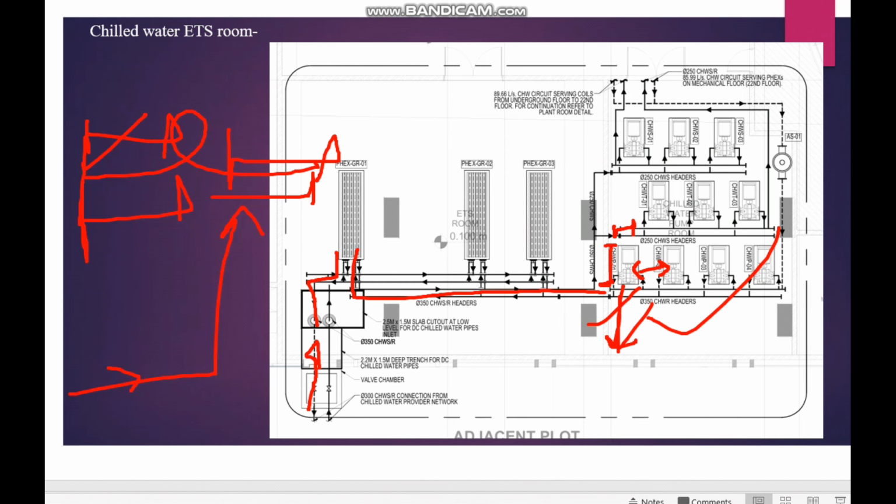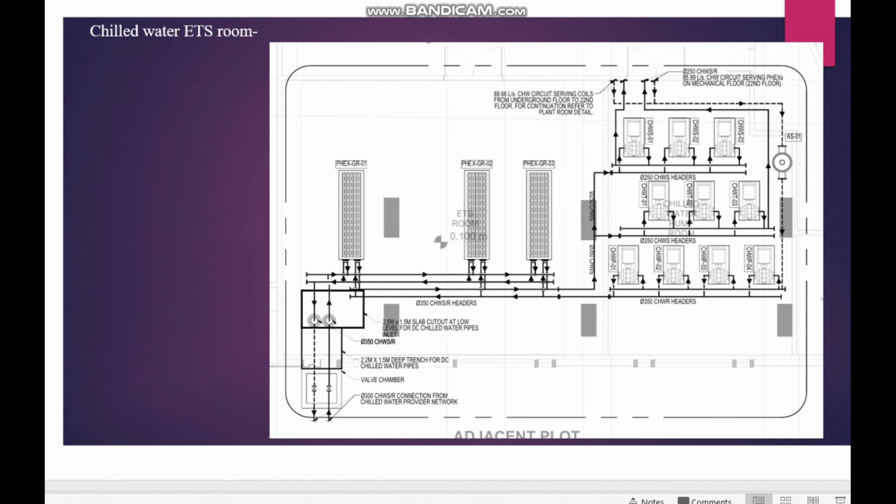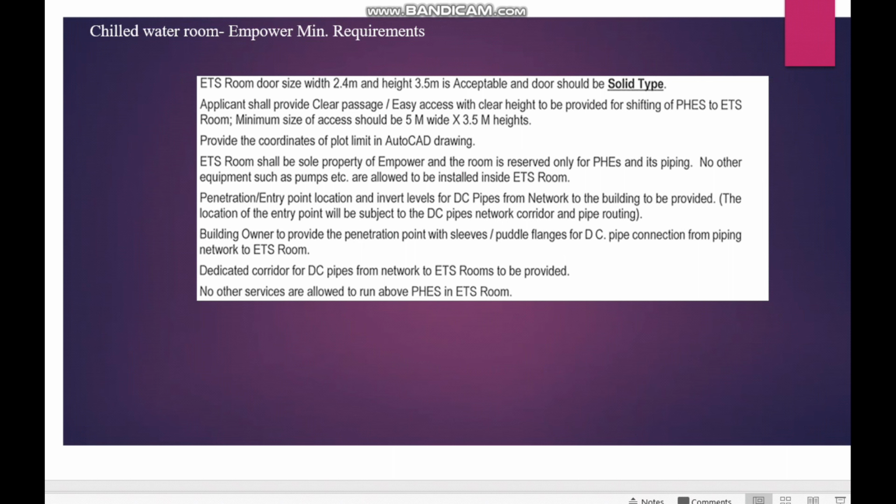This is one of the very important things for the complete chilled water system. In addition to that, this is the screenshot from the Empower minimum requirement, which is followed in Dubai. So what is that? For the ETS room, the door width should be minimum... This is about the door. If you have the door like this, the minimum width should be 2.4 meter, and here it should be 3.5 meter height. We have to follow that, and the door should be solid type. It's not about louvers or something. It should be a solid type of door.